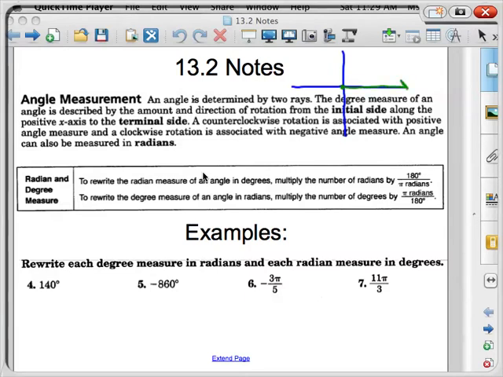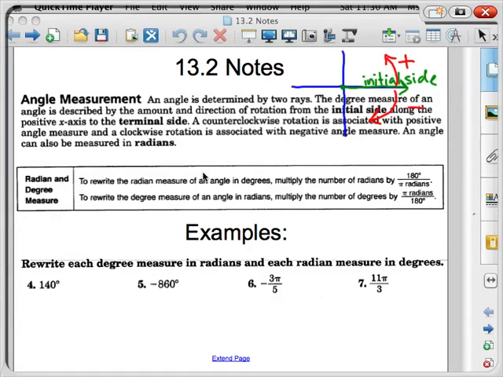is right here. This is our initial side. It then goes on to talk about positive and negative rotations. From our initial side, if we begin to rotate counterclockwise, this is associated with a positive rotation. When we go clockwise, this is associated with a negative rotation. Angle measures can be talked about in radians as well as in degrees.